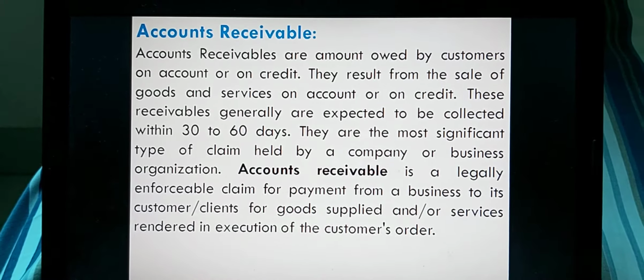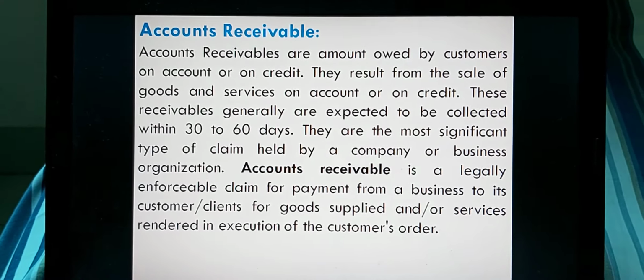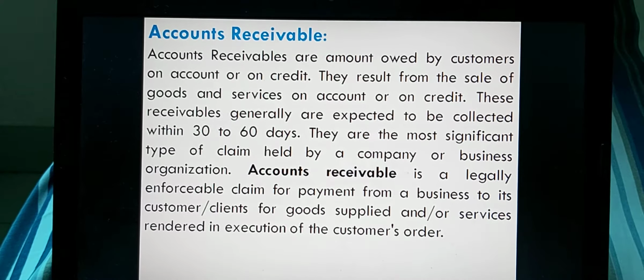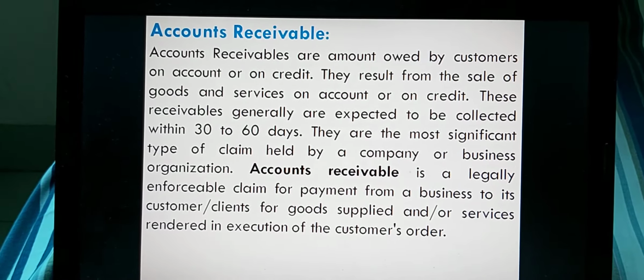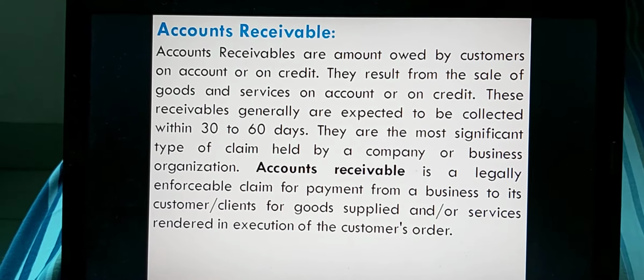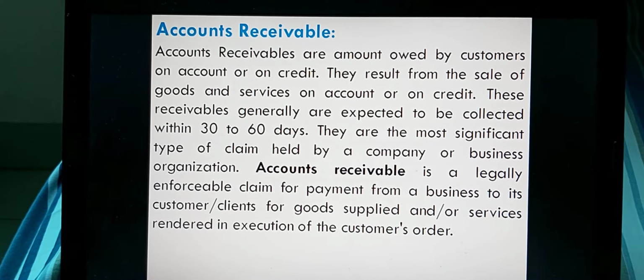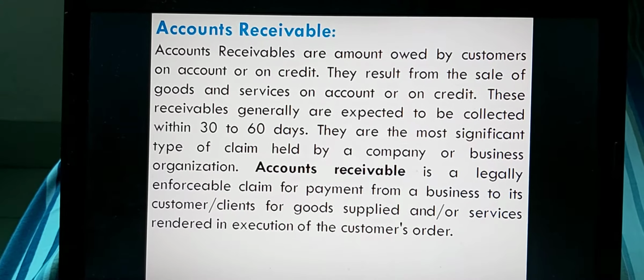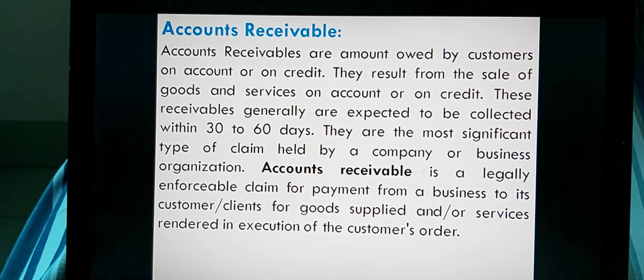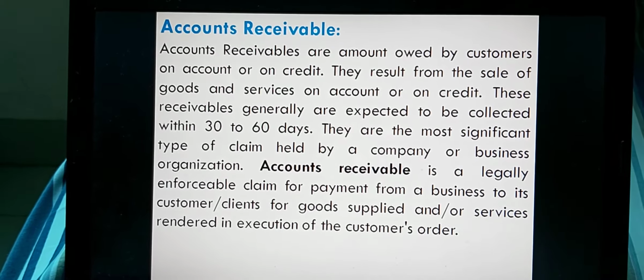Number one, uncollectible accounts receivable are estimated. This estimate is treated as an expense and it is matched against sales in the same accounting period in which the sales occurred. Second, estimated uncollectibles are debited to bad debt expense and credited to allowance for doubtful debts.